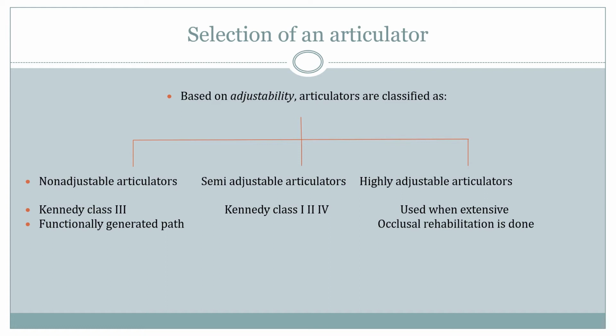And moving towards technology, we also have the virtual articulators. Right now we are in the most technological phase of the world, so like everything is virtual, right? So in your non-adjustable articulators, if you have a Kennedy's class 3 situation and your functionally generated path, if you have used the cast partial framework to do a FGP, then you can mount it on the non-adjustable articulator. If it is a Kennedy's class 1, 2 or 4, you must mount it on a semi-adjustable articulator.